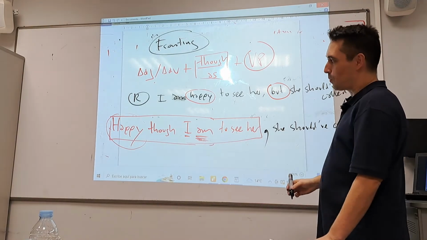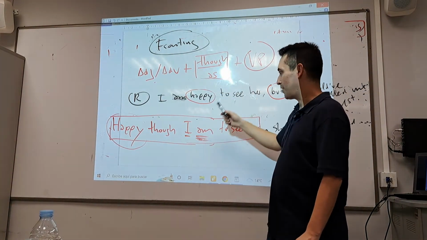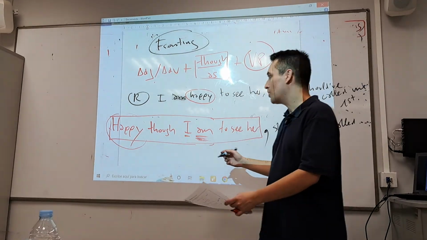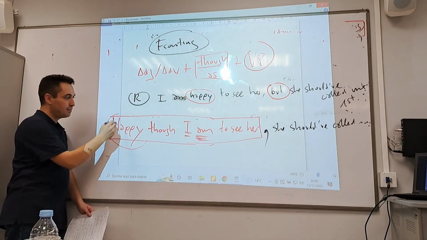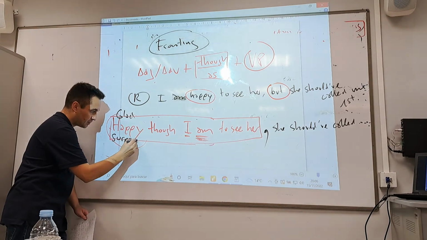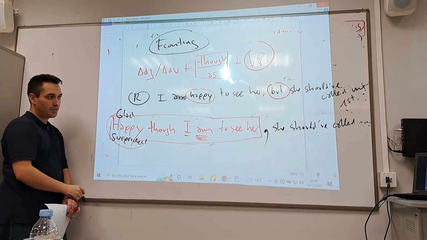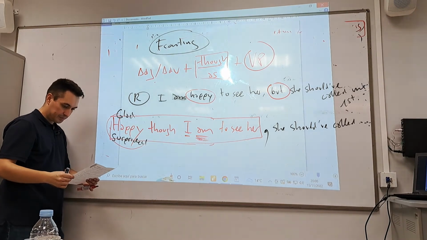Okay, this is rather complicated. Just remember this, yeah? Adjective, though, and verb phrase. Happy though I am to see her. You could use any other adjective, yeah? Happy though I am, glad though I am to see her, surprised, yeah? Surprised though I am to see her. But there is some sort of contrast here, yeah? There is a contrast here.